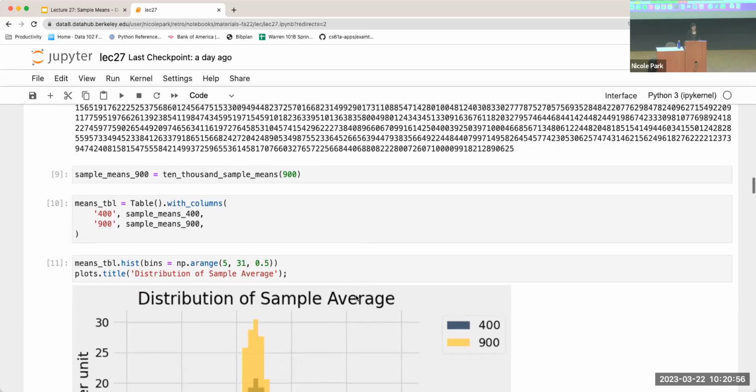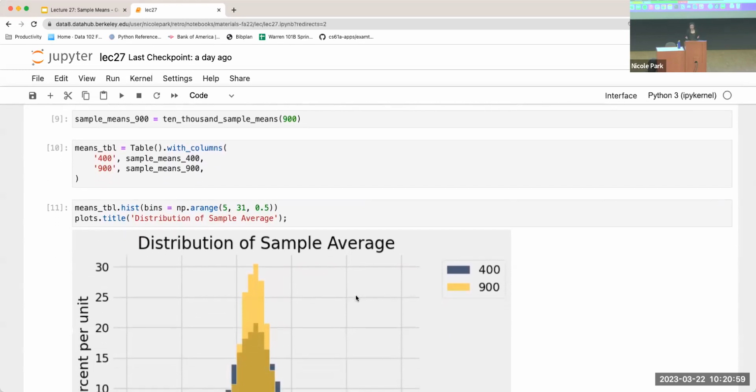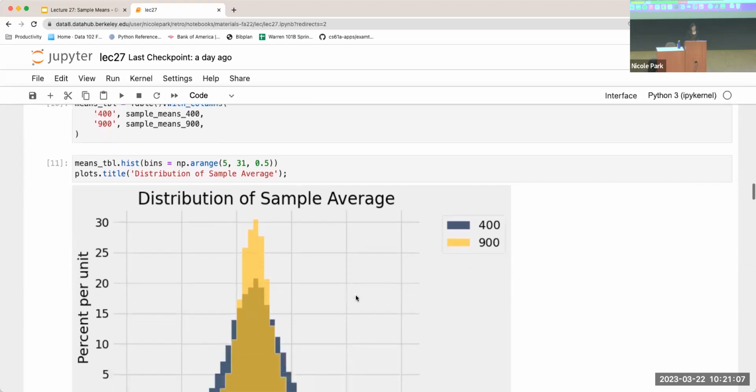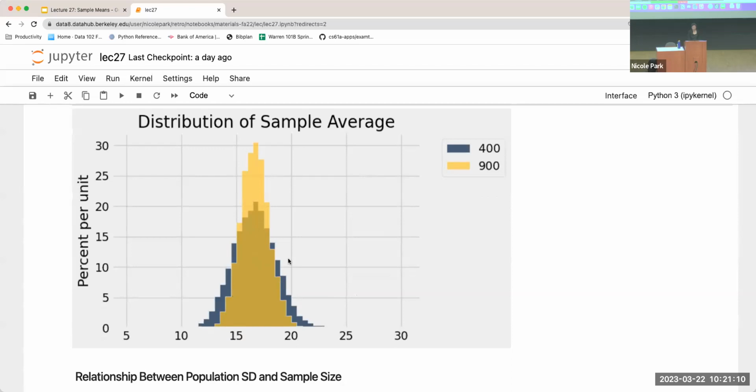Just for more examples, let's say that I did sample means with size 900. So I get 10,000 samples, and I do that on a sample size of 900 instead. I'm going to get a distribution of the sample average that looks like this. One thing to note is that with a larger sample, here size 400 in blue and size 900 in yellow, the distribution of the sample averages is going to be more narrow and taller. If I have a smaller sample, my distribution of the sample averages will look a lot shorter and flatter. So that is something to take note of.